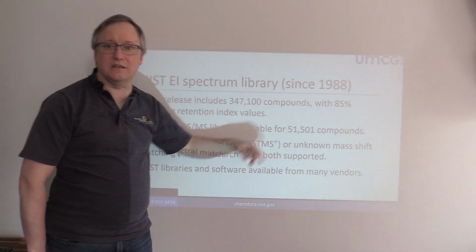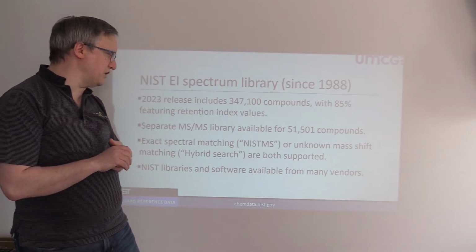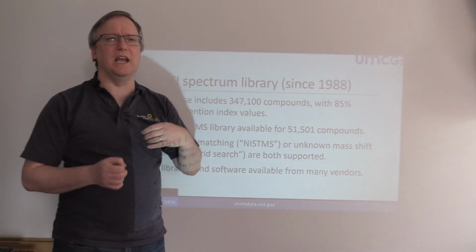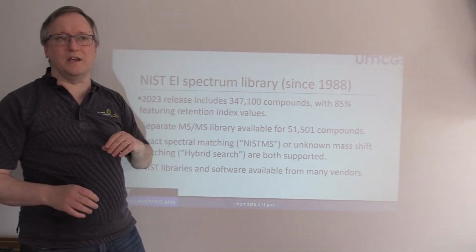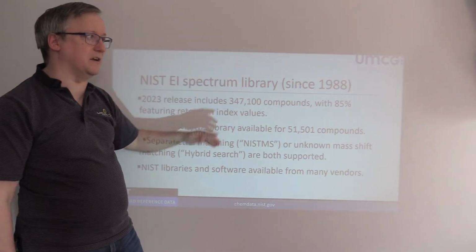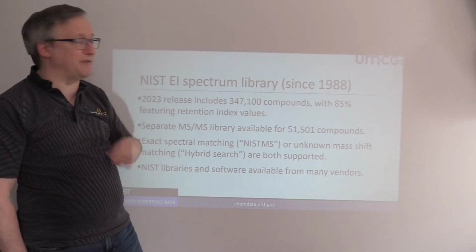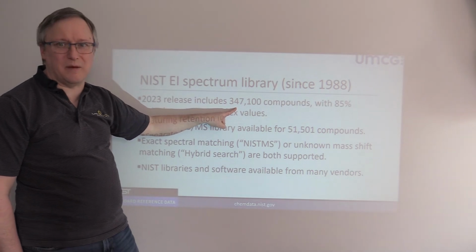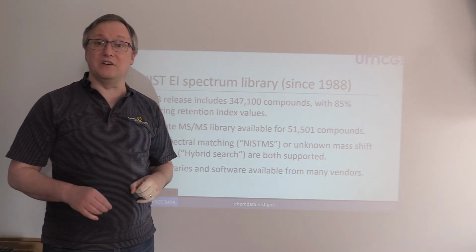Since 1988, the NIST Electron Impact Spectral Library has been growing and growing. It actually started out as coming from the EPA, the Environmental Protection Agency, and a bit from, I believe, the FDA. But since that time, NIST has been organizing this library. So it's very much been their big project for a long time. In 2023, they made their most recent release at the time of filming, and you can see that 347,000 different compounds are included in this library. That's a mammoth monster.